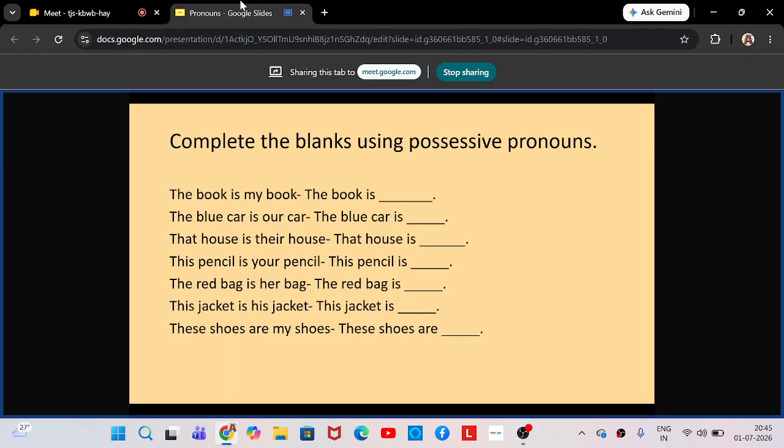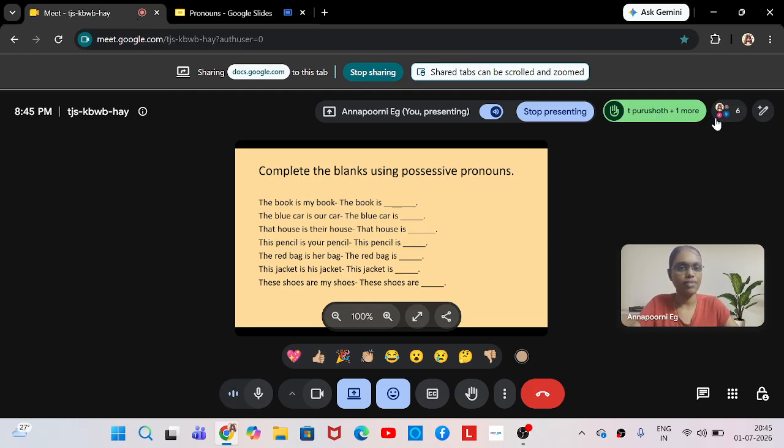Now, the next activity is to complete the blanks using possessive pronouns. Very interesting, and at the same time the easiest activity of all. Here you can see the example given. Based on that example, you have to fill in the blanks using the correct possessive pronoun. For example, the book is my book. How can you change this using the right possessive pronoun? Come on, raise your hands.